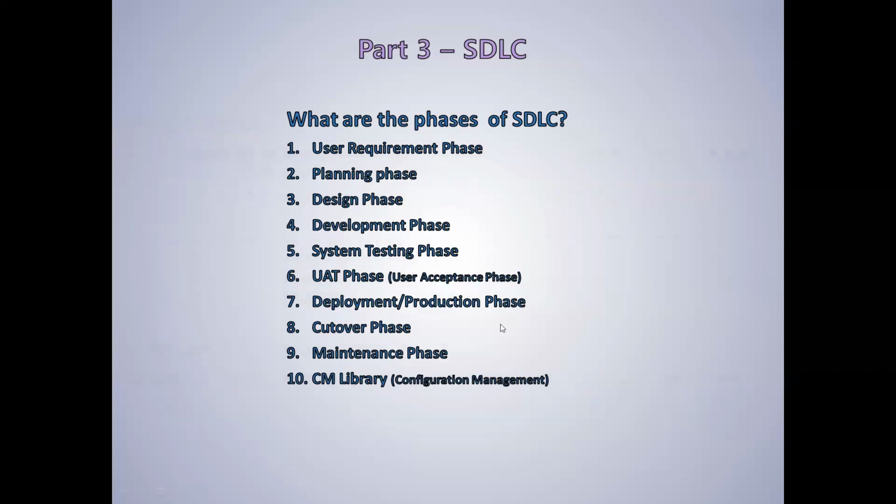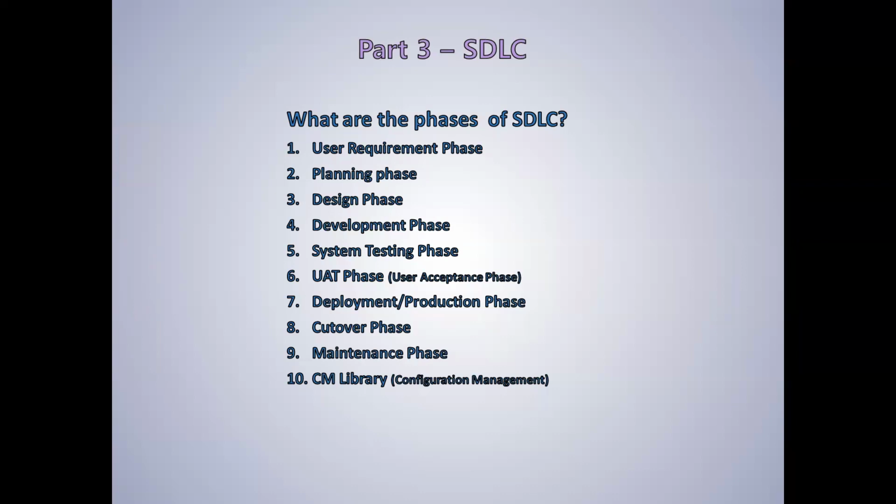Again, what are the phases of SDLC? First phase is the user requirement phase. Second phase is the planning phase. Third phase is the design phase. Then fourth, development phase. Then testing phase and UAT phase. UAT stands for user acceptance testing. Deployment or production phase. Then we have cutover phase, maintenance phase, and then configuration management phase.